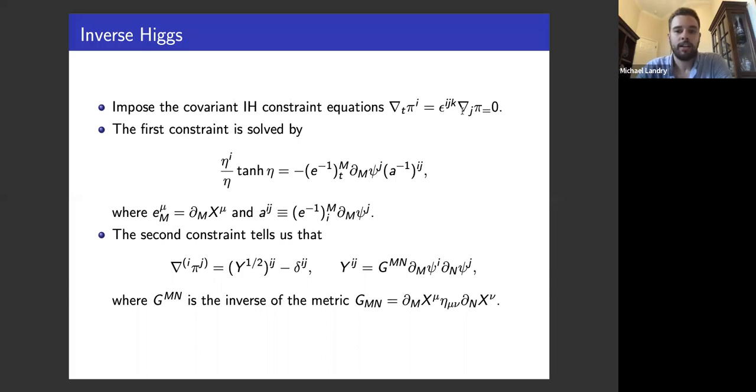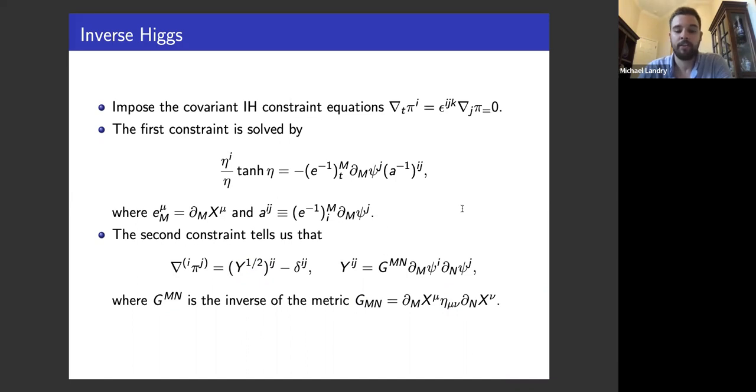Then the second constraint, where this π is supposed to have a subscript of k on it, essentially tells you that the symmetric part of this derivative is the only non-zero part and can be expressed in the following way. Here, this y_ij tells you the deformations of the solid in terms of all of the various deformations that you can make of the lattice. And here G is the inverse of the pullback metric G_MN, which is represented like this. G_MN is the metric on the φ spacetime, and η is, of course, the metric of Minkowski.